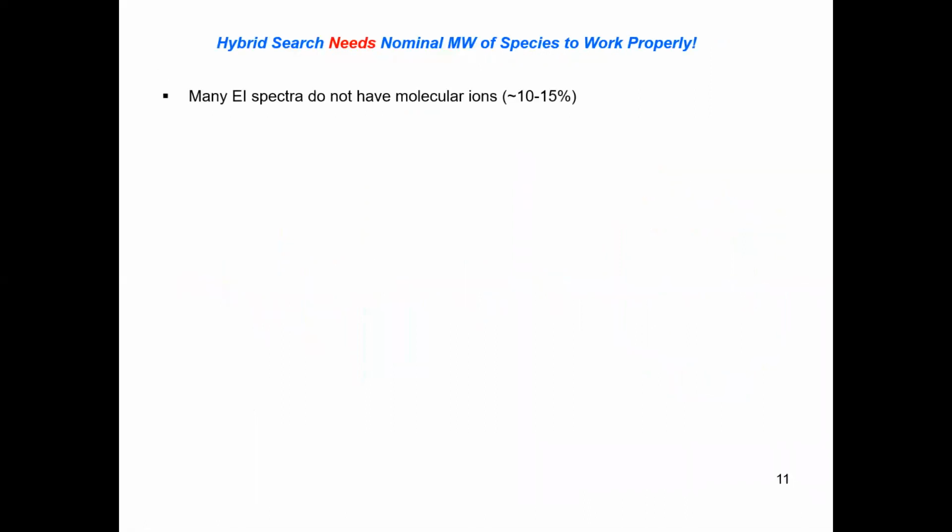So I can't stress enough that the hybrid search needs to have a molecular ion or molecular weight known to work. And about 10 to 15% of the things in the Wiley and the NIST databases don't have molecular ions. So that tells you you've got maybe a 10% probability that you'll have to figure out what it is. Well, how do you do that?